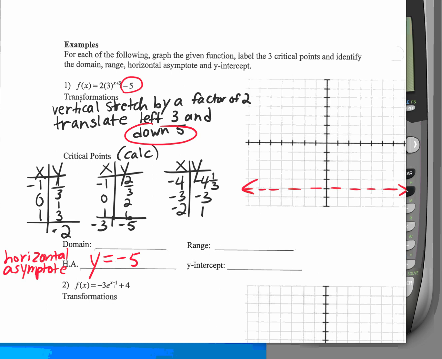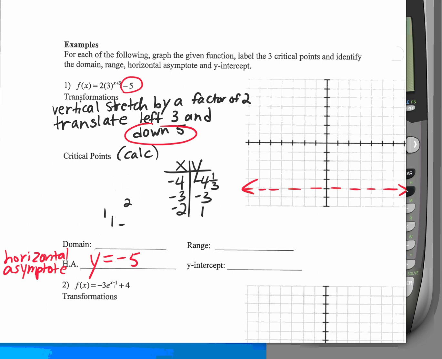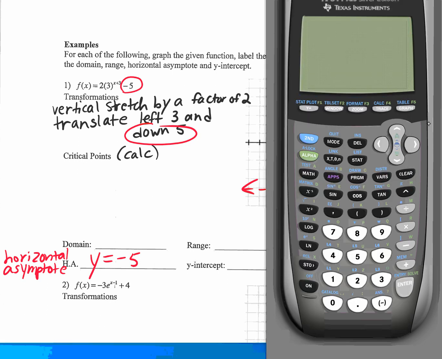Now let's pretend that I did not do all of the transformations. I'm going to get rid of that. But the key transformation there is that down 5 because that asymptote line is going to move down to that spot. Let's go to our calculator. Let's plug in our y equals 2 times 3 to the x plus 3 minus 5. Now I could graph it, but it's a lot easier to do these graphs from the table.